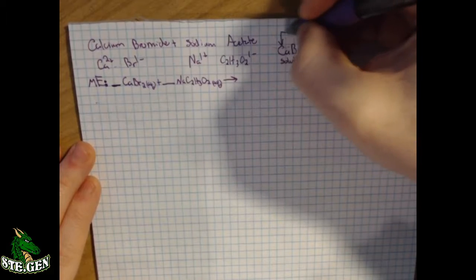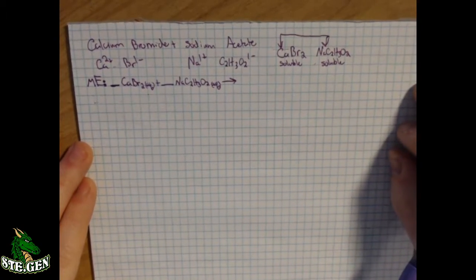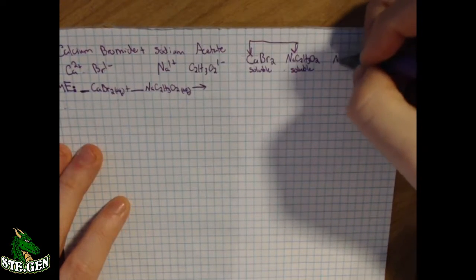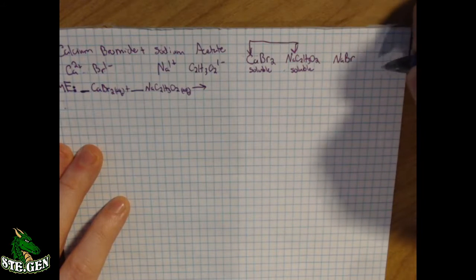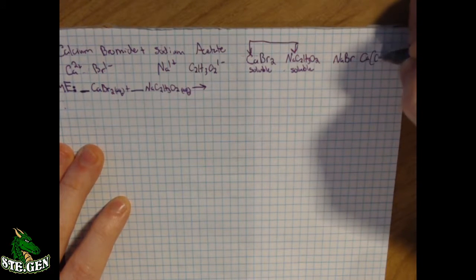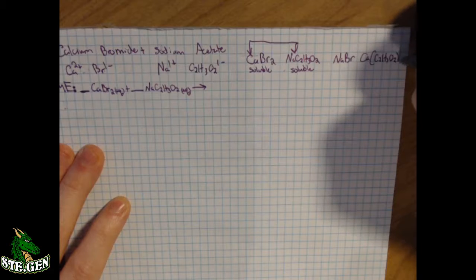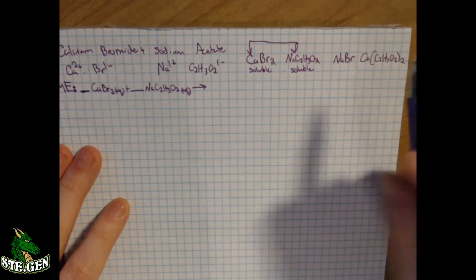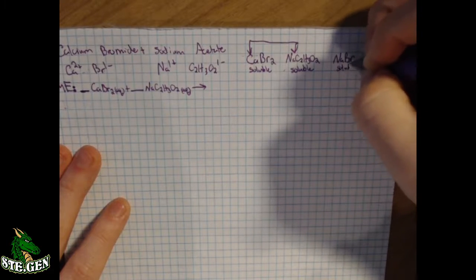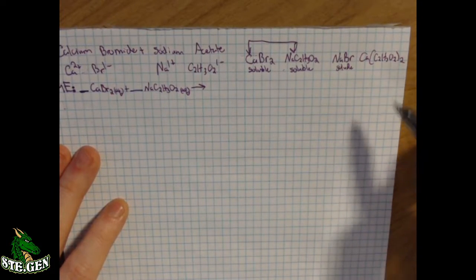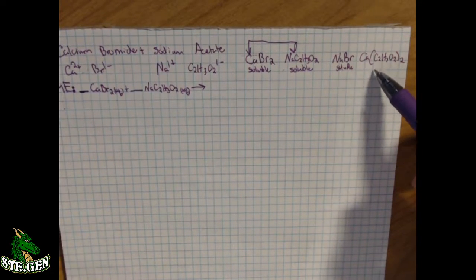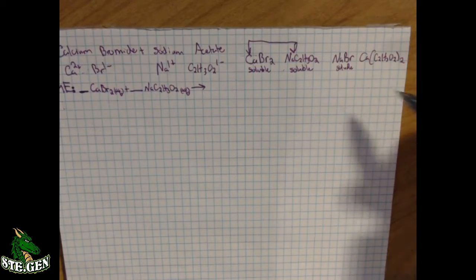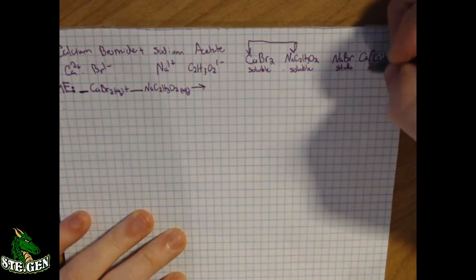So now we're going to swap our first pieces. That'll give us NaBr and CaC2H3O2. For NaBr, does it contain the group 1 cation or ammonium? Yes, so it's soluble, because sodium is group 1. For number 2, does it contain a group 1 cation or ammonium? Nope. Does it contain an acetate or nitrate? It contains an acetate, so that means it is soluble.